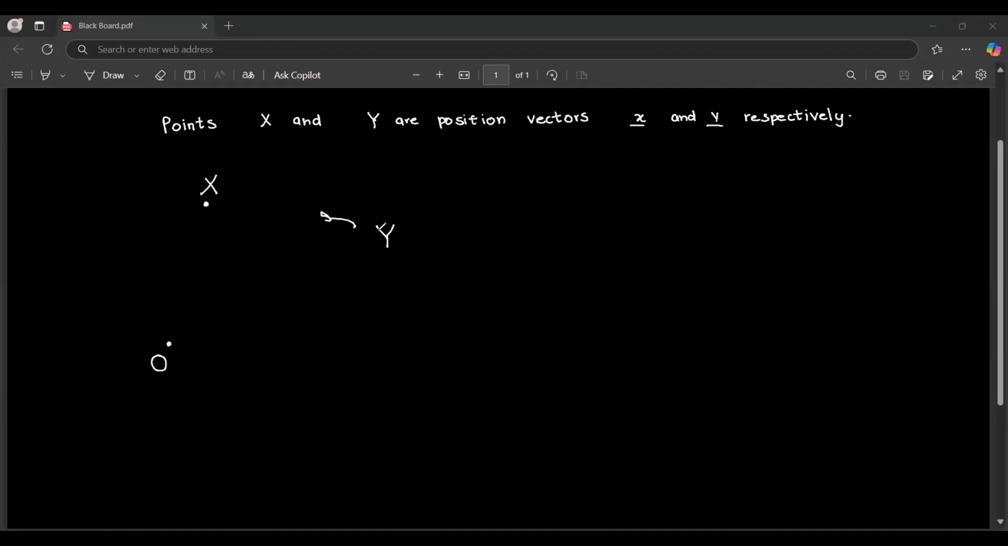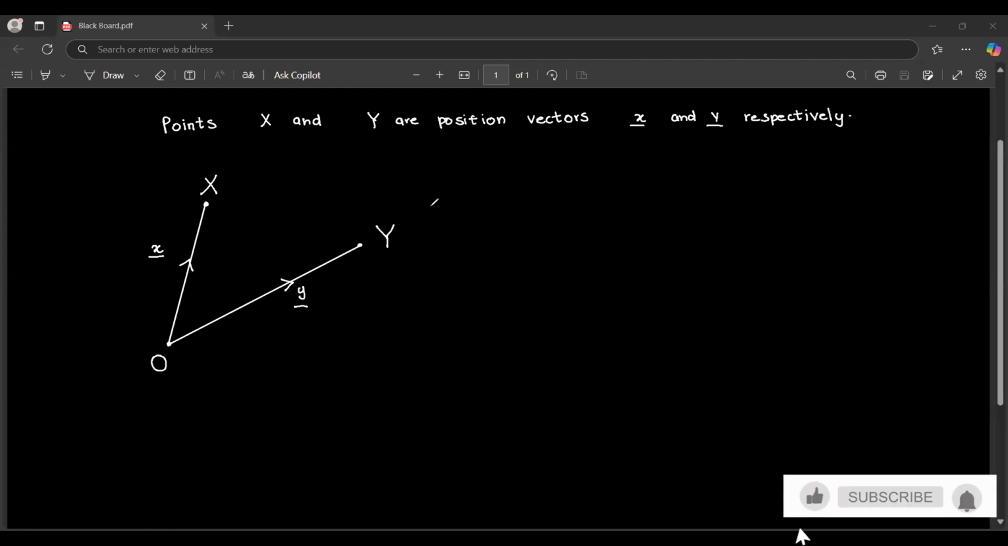These are the points X and Y. If you connect O and X, that vector is x. Similarly, if you connect O and Y, the vector that is formed is equal to y. That's what they are saying. From this, we can find out XY. Also, we can find out YX if we wanted. How is that possible? Well, we just connect these two points. This is the XY.